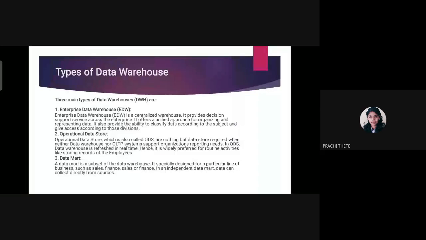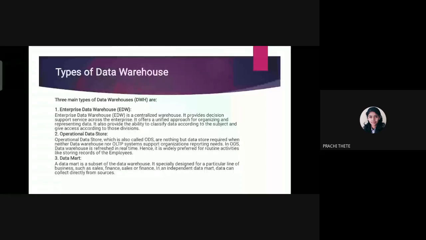Enterprise data warehouse is the centralized data warehouse. Operational data store, which is also called ODS, is nothing but a data store required when neither the data warehouse nor the OLTP system supports organization reporting needs. In ODS, the data warehouse is refreshed in real time, hence it is widely preferred for routine activities like storing records of the employees. And third, data mart.